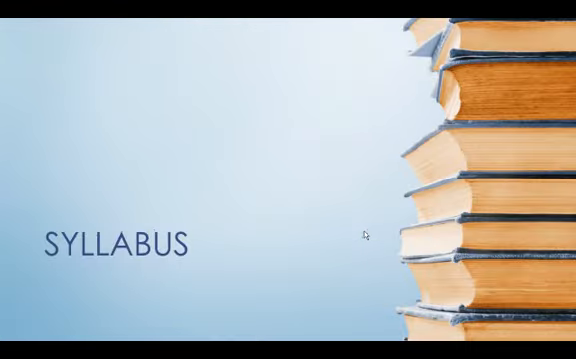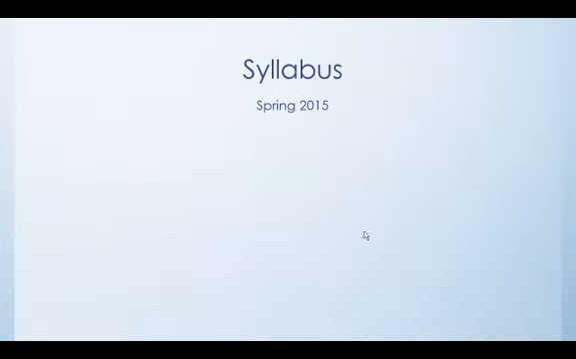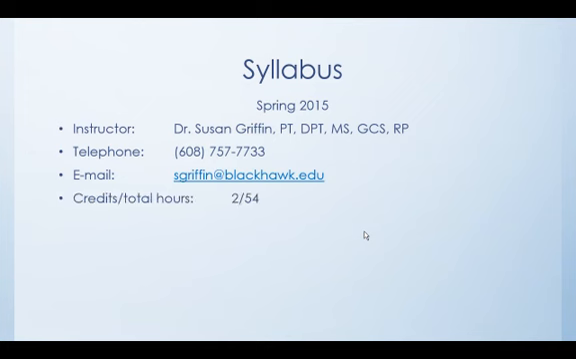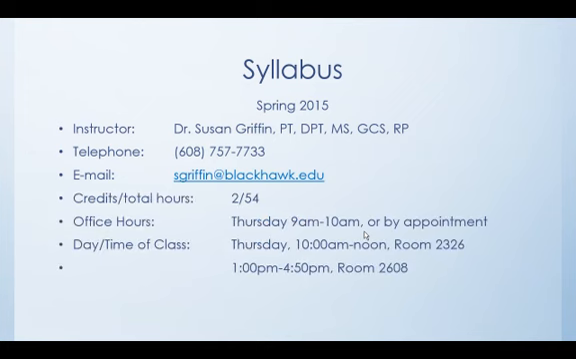We're going to start by looking at the syllabus. It's pretty much laid out the same way that you've seen every syllabus I've ever given you. Name, contact information. Our course meets on Thursdays from 10 to noon in room 2326, and in the afternoons in room 2608. Remember, there's the activity period from noon to 1 on Thursdays, so we won't meet over that time. I do have office hours scheduled Thursday morning before class. If that's not convenient for you, you're more than welcome to come in and talk to me individually.